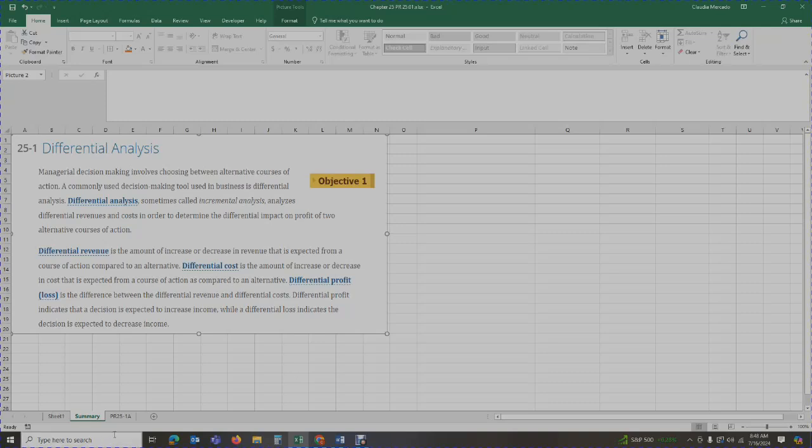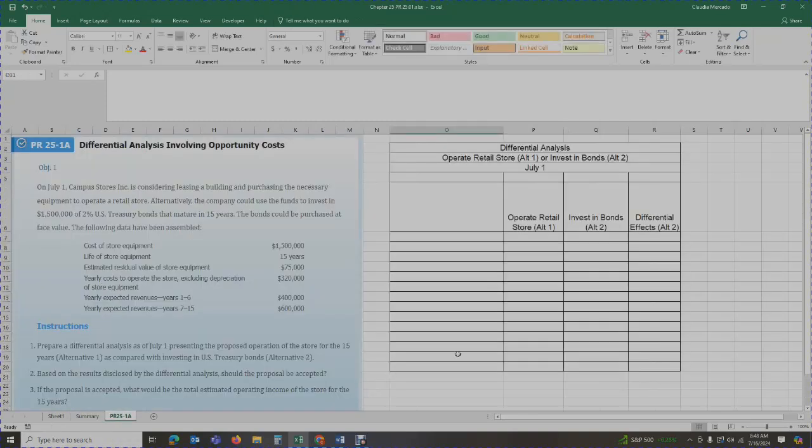Now, in the specific problem, we are going to be doing the calculations for both options to figure out which is the best option for us. Should we open a retail store or should we just invest in treasury bonds? That is what we're going to be working on. I've already set it up. I've got my differential analysis title. We have to operate a retail store, that's alternative 1, or invest in bonds, that is alternative 2, and we are doing this differential analysis July the 1st. That is the date that is given to us.